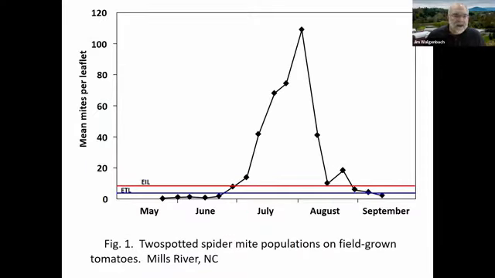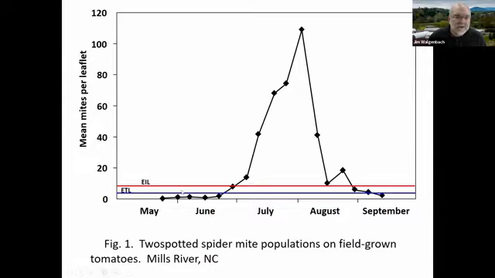I put this slide on here to just show you the reproductive potential of spider mites on tomatoes and the low tolerance for damage. Shown here, the black line that goes way up in the early part of August is the two-spotted spider mite population on a per leaf basis. So well over 100 per leaflet. So they can reach very high numbers.